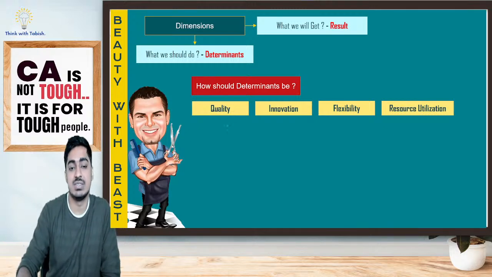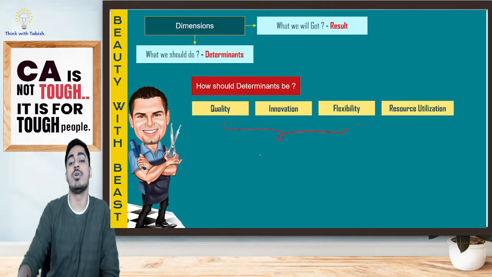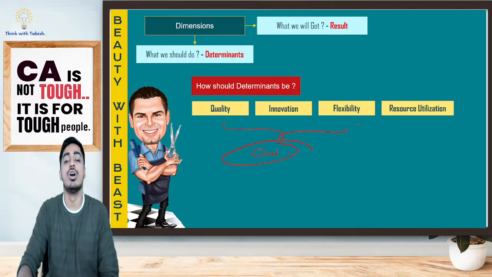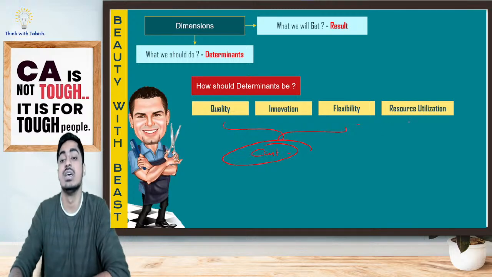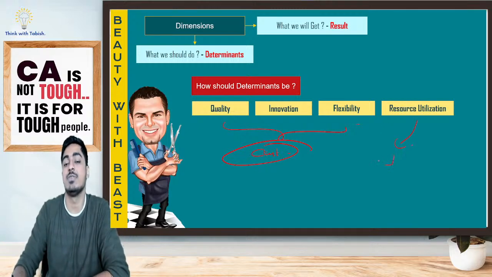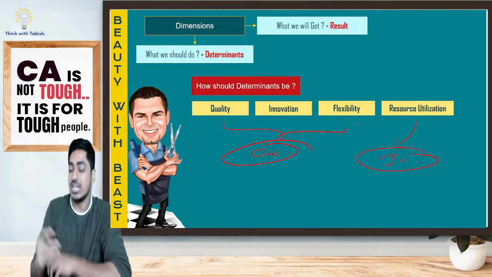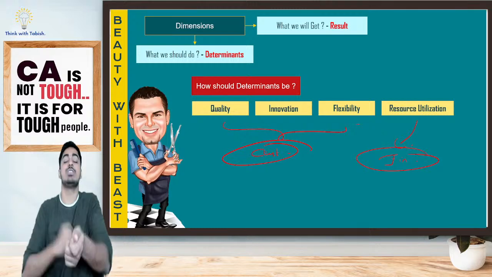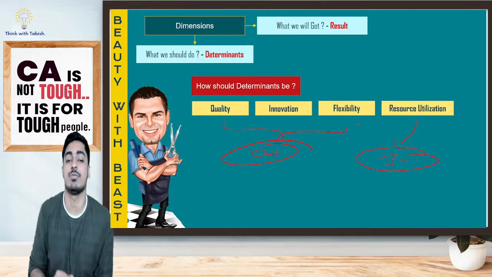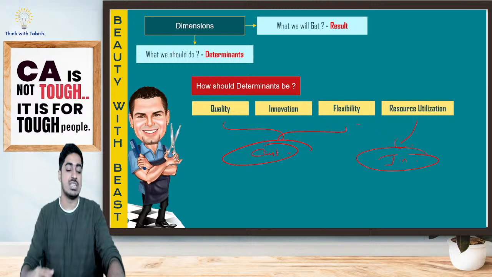Now, 3 things are important for my customers' happiness: quality I am giving, innovation I am giving, flexibility I am giving. Resource utilization is important for my financial success. Whatever resources I have, from that I should try to extract the maximum. Only then will I get my profit. Is it clear? Now these are my determinants.